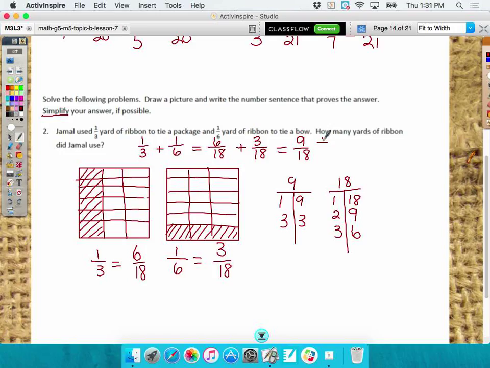So we will divide both of these by 9. And the answer is 1/2. Because 18 divided by 9 equals 2.